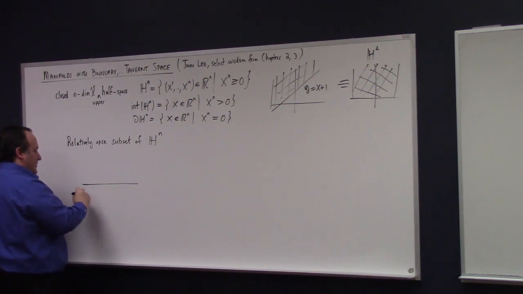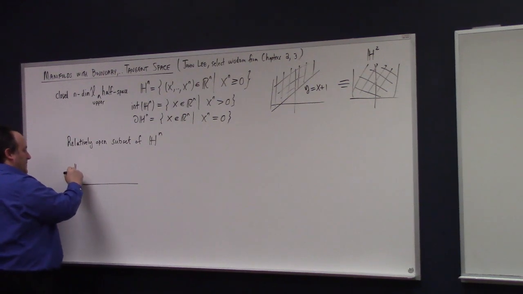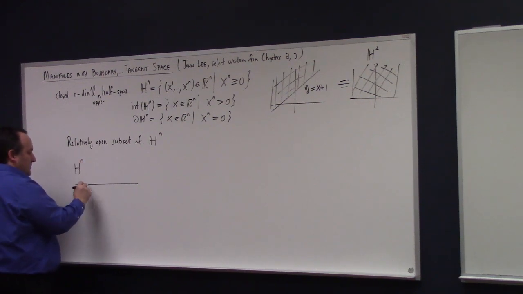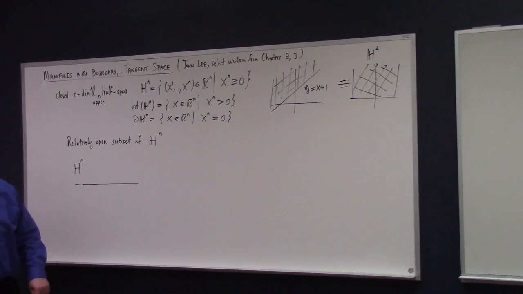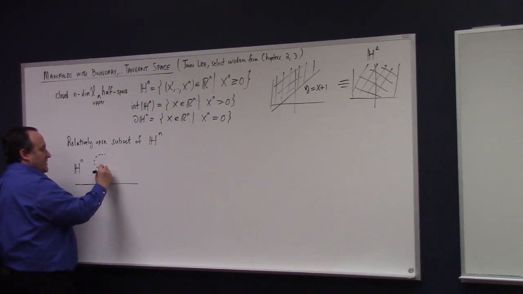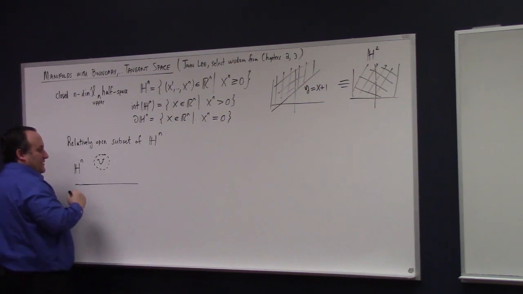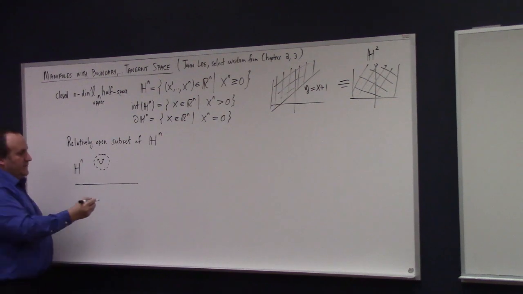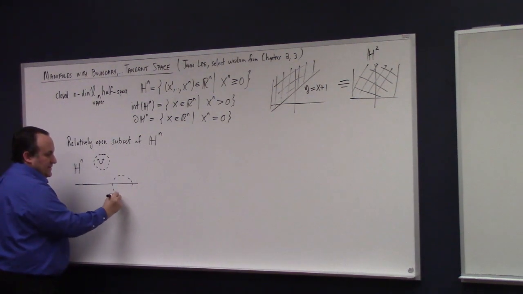So what we're talking about here, right? Here's my Hn. I'll draw it like it's H2. But a relatively open subset of Hn is one which is formed by the intersection of an open set in Rn with Hn. So it could be something like this up here. It could be a U like that. That'd be fine. You could do that, right? But the other thing you could have would be something like this down here.